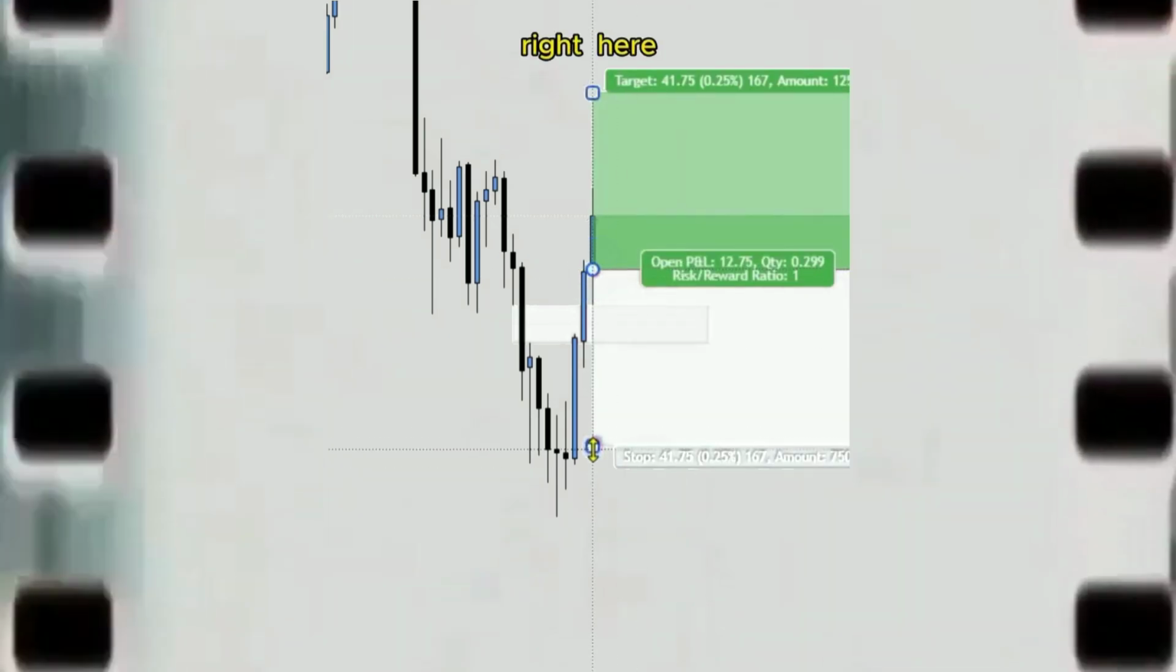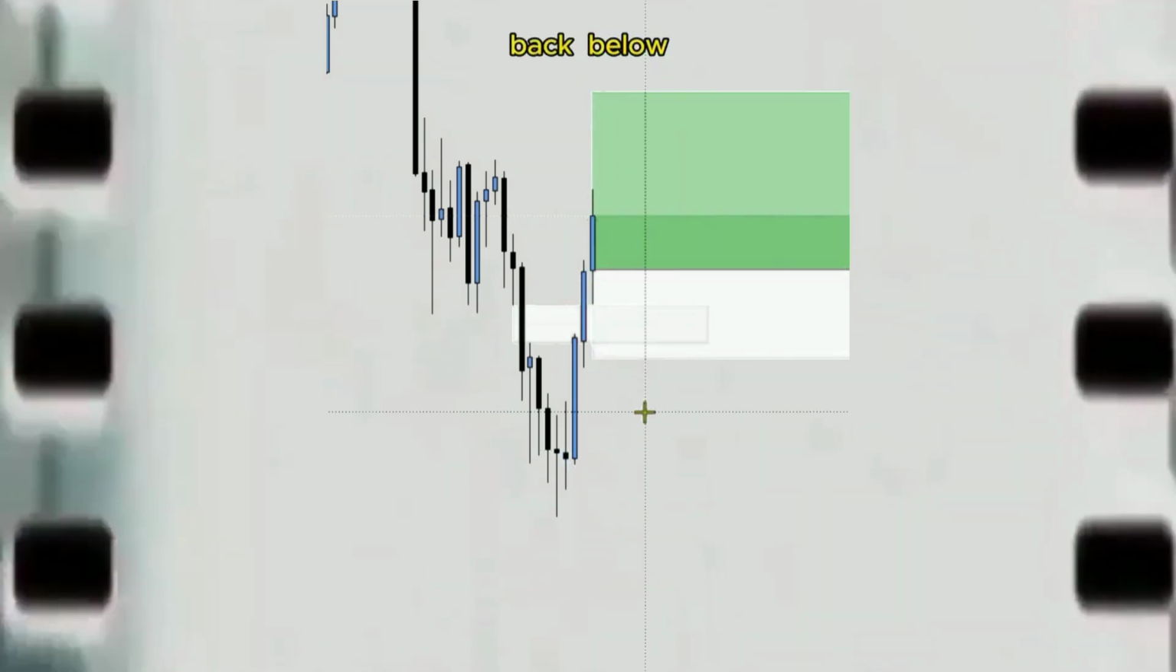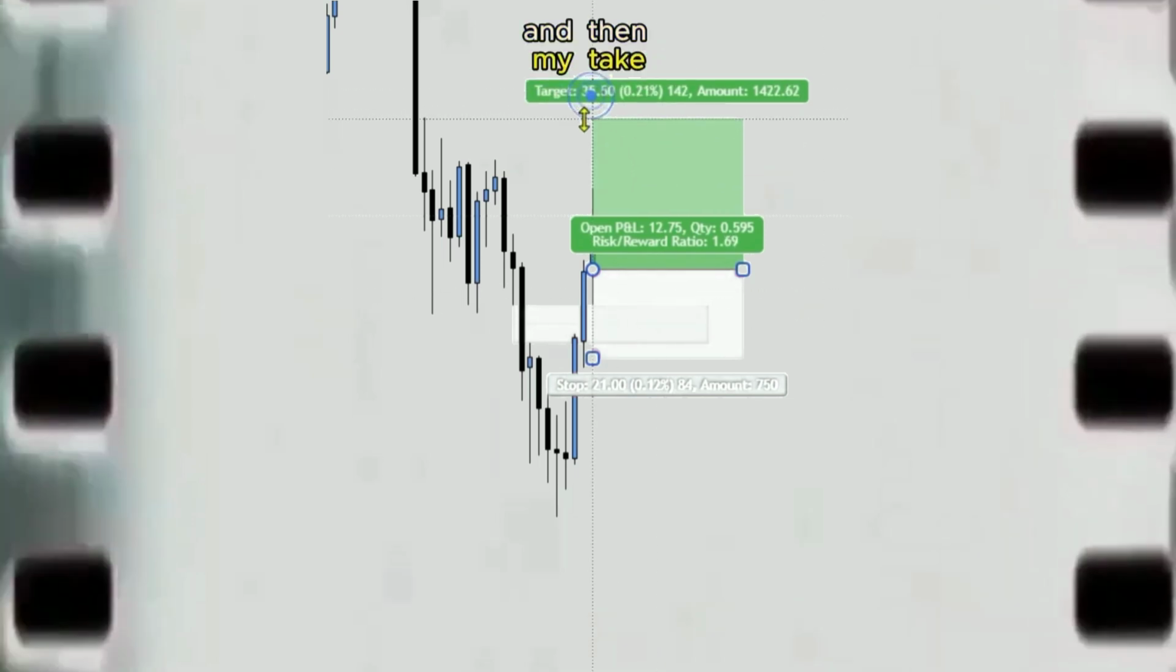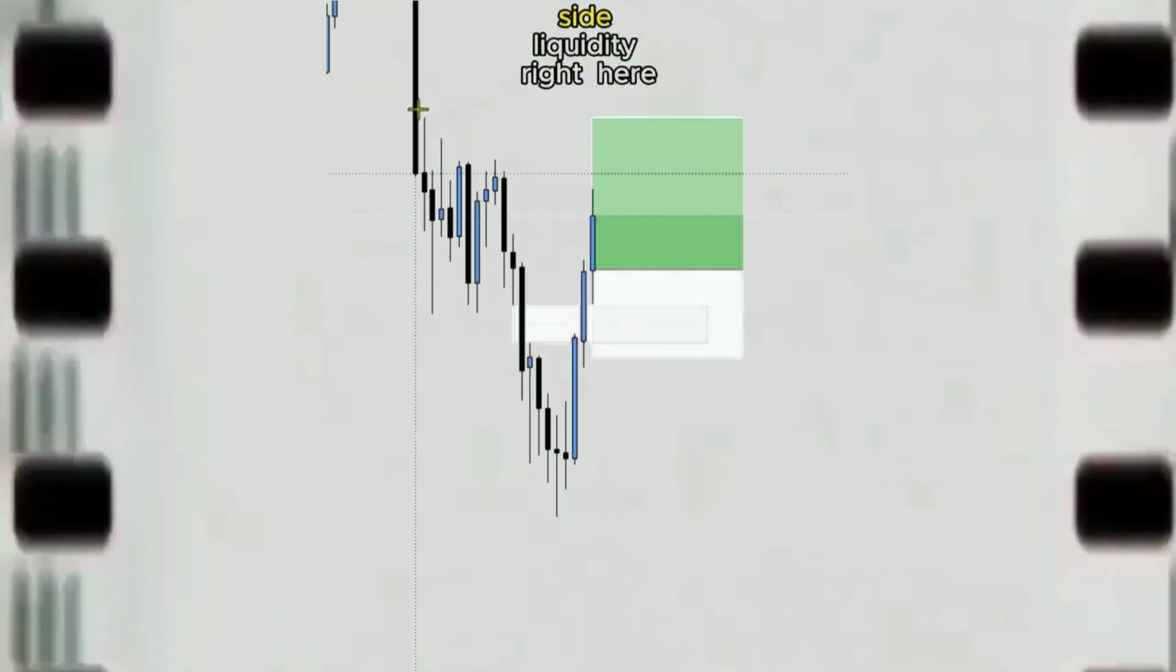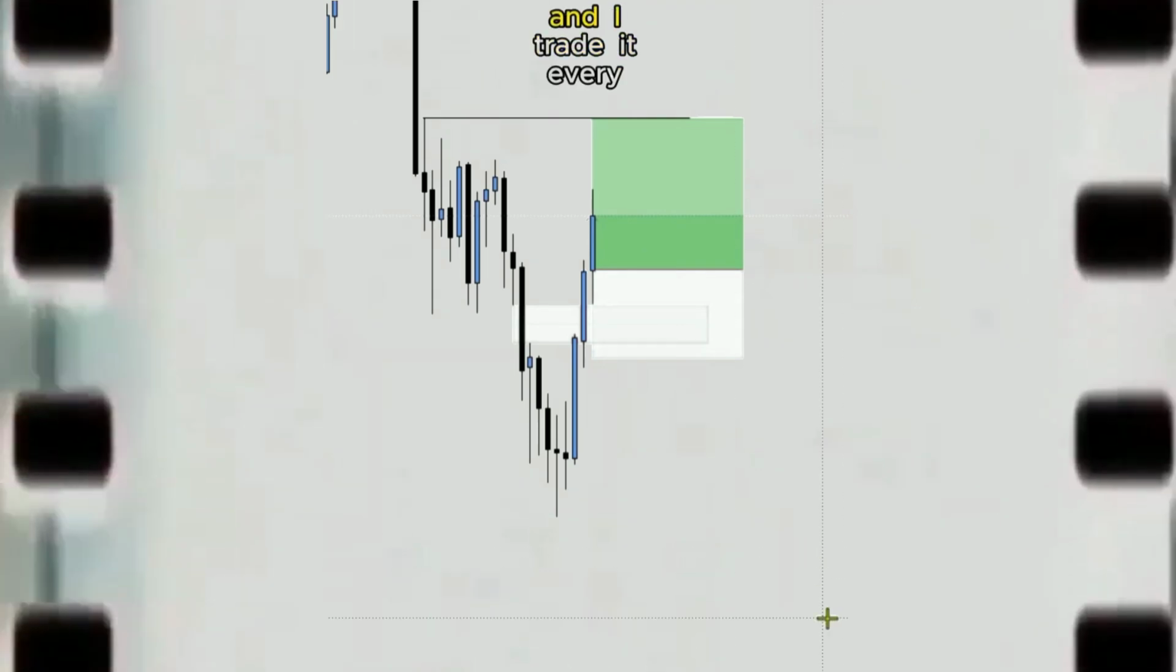So I would be long right here. My stop loss would be if we got a candle close back below the inversion fair value gap, and then my take profit would be this buy side liquidity right here. Now this model has an 80% win rate, and I trade it every single day. Stop using fair value gaps incorrectly.